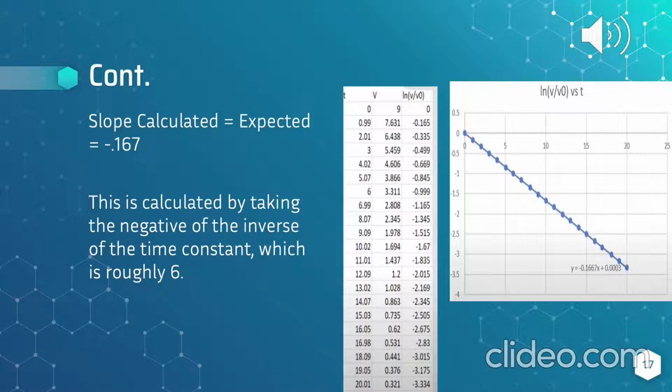As for finding the time constant of other resistors, I was able to take a bunch of data points that I generated with a 30 ohm resistor and find a line of best fit using the equation of the natural log that we found in the very beginning of the lab. I was able to take the slope of the line by finding a line of best fit and take the negative of the inverse of that slope to find the time constant, which is negative 1 over negative 0.167, which gives us a time constant of roughly 6.